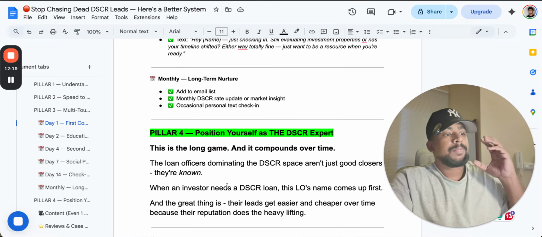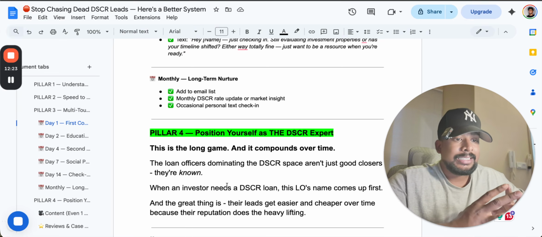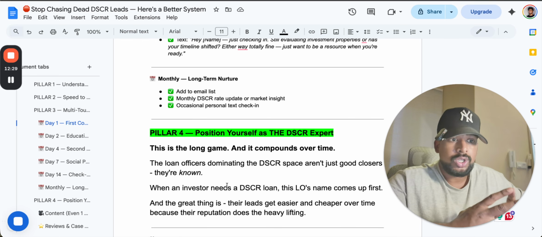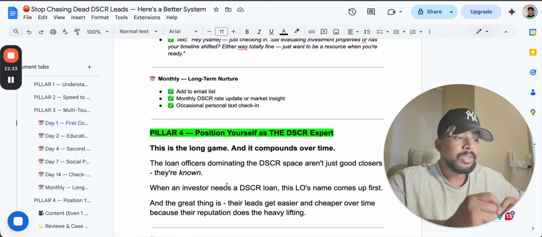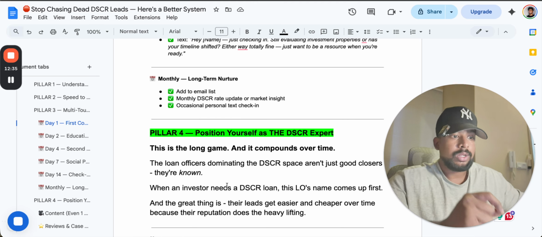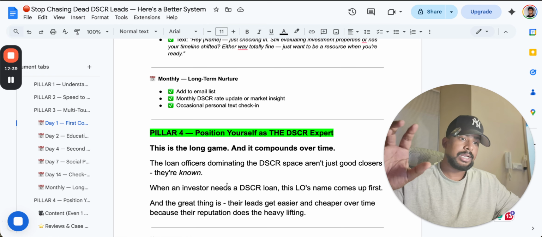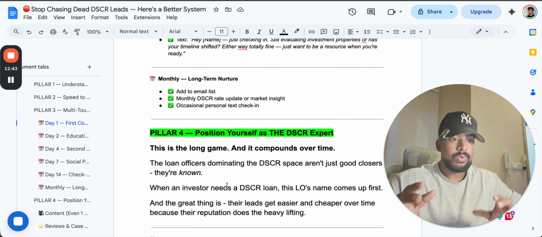Number four pillar is positioning yourself as a DSCR expert. This is a long game and it compounds over time. The loan officers dominating the DSCR space are not just good closers, they are also known for adding more value. So when an investor needs a DSCR loan, your name should be at least in the top 5 or top 6 on the list, and content is the best way to get there, right?